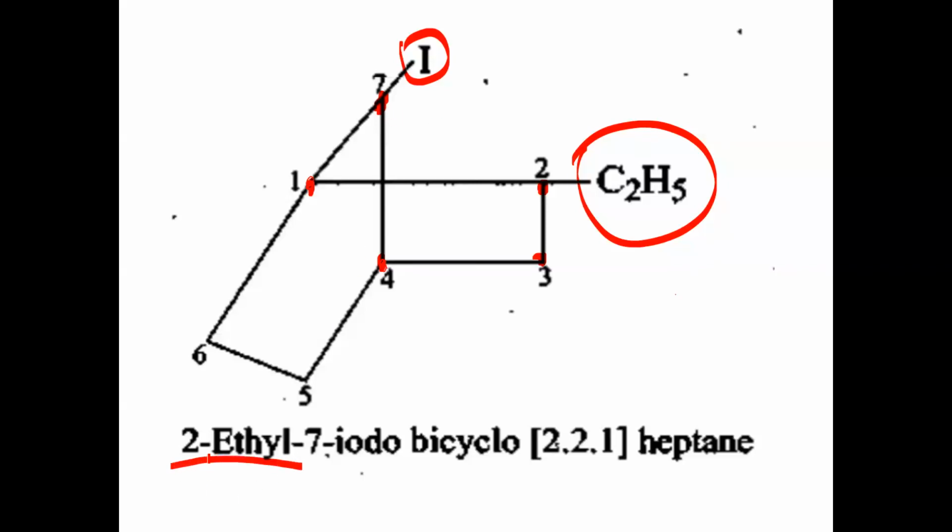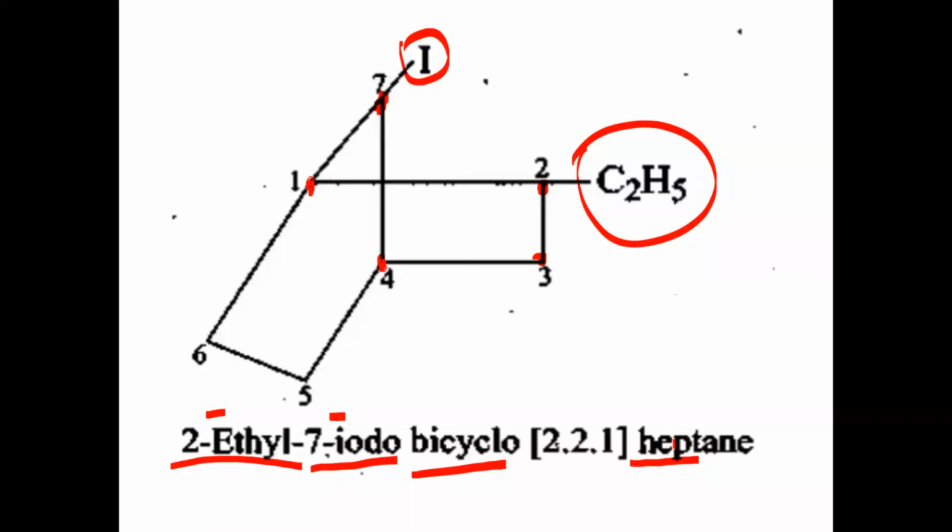That's what we say now here: 2 ethyl. Your first letter of ethyl is what? E. So 2 ethyl is there here. And 7 iodo. Why did we write ethyl first? E. Here iodo, I. So which comes first here? E. That's why here 2 ethyl, 7 iodo, bicyclo 2.2.1. A 2 carbon bridge, 2 carbon bridge, and 1 carbon bridge. Heptane.